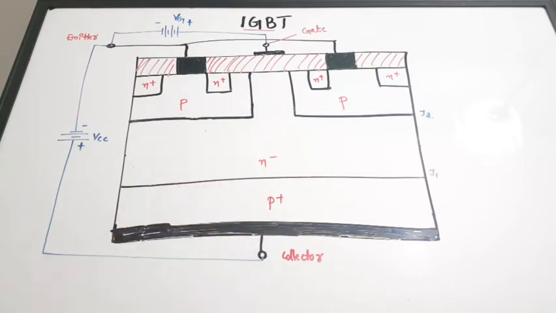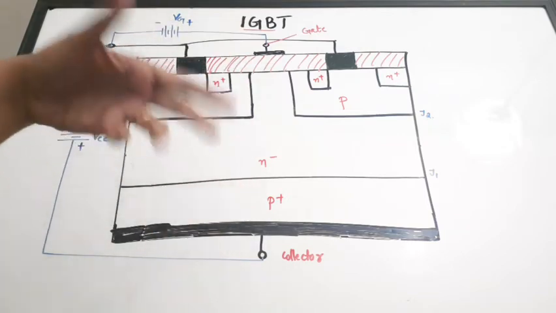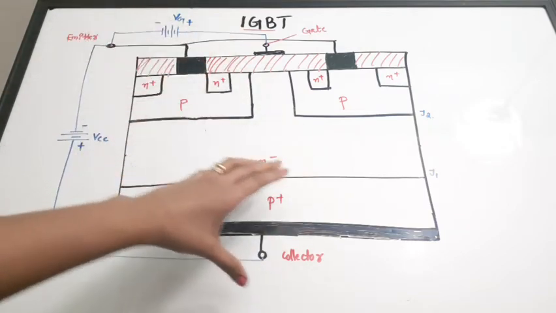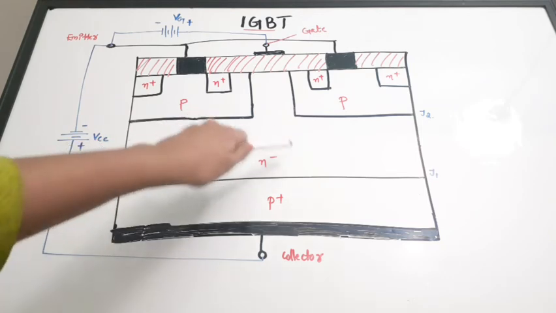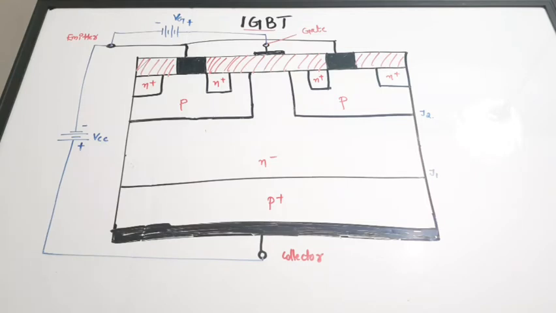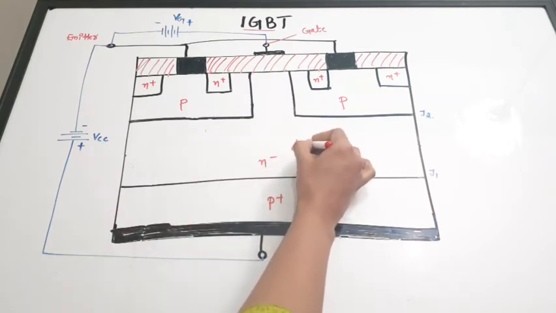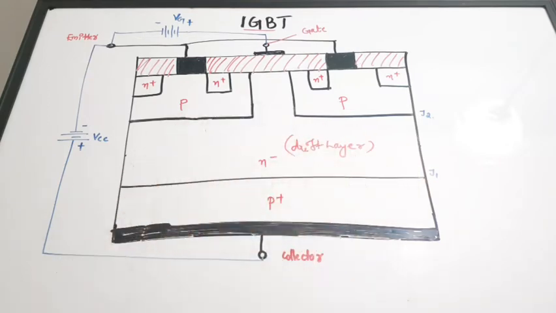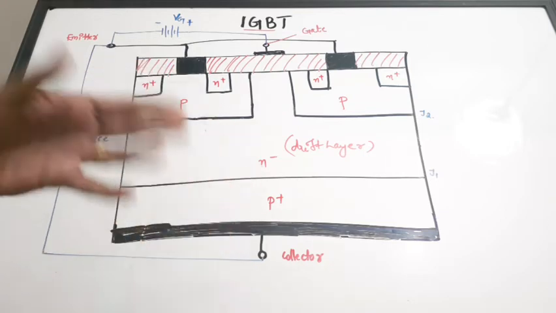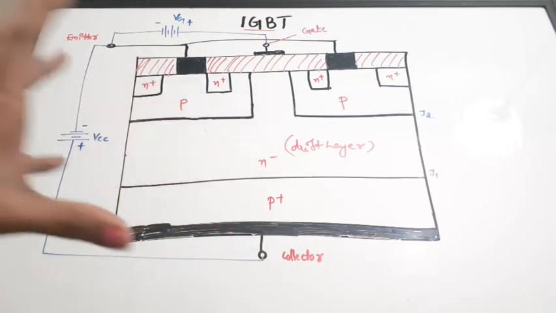The P plus layer is actually called the injection layer. From this layer the carriers are getting injected. So this side is the collector side, and this layer is called the injection layer. The N minus layer is called the drift layer. While studying the power MOSFET and power BJT, we have actually seen the presence of this drift layer. It is the most important layer, constituted by this N minus layer, and this drift layer determines the breakdown voltage of this device.